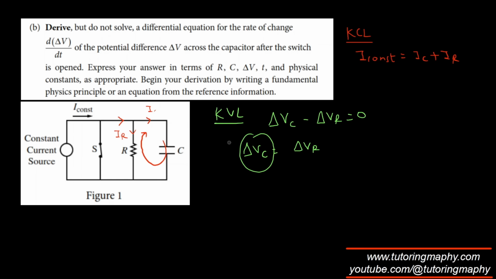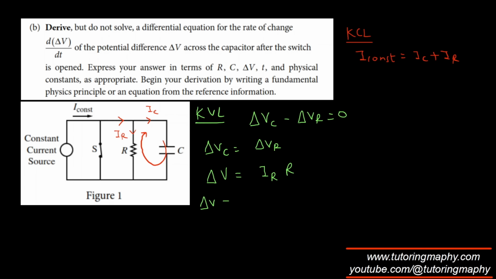I don't think I'm going to change this because that's something that I need anyway in the derivative. So let's call it delta V because that's what they are calling it in the question. The change of potential of the resistor is just IR times R, as per Ohm's law, where IR is the current across the resistor. I'm not going to touch delta V here. R remains as it is. And what is IR? As per the KCL, it's I constant minus IC.